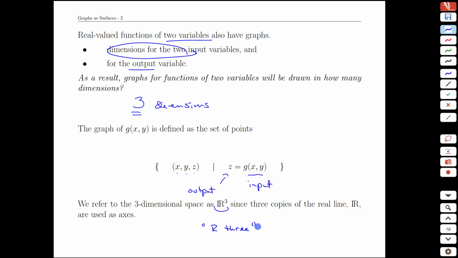And that just captures the idea that we have the real line in the x direction, the y direction, and the z direction. So we can go in any one of those directions and get points. We're going to continue to use the real lines as axes, have our same origin idea, just extended now to a third dimension.